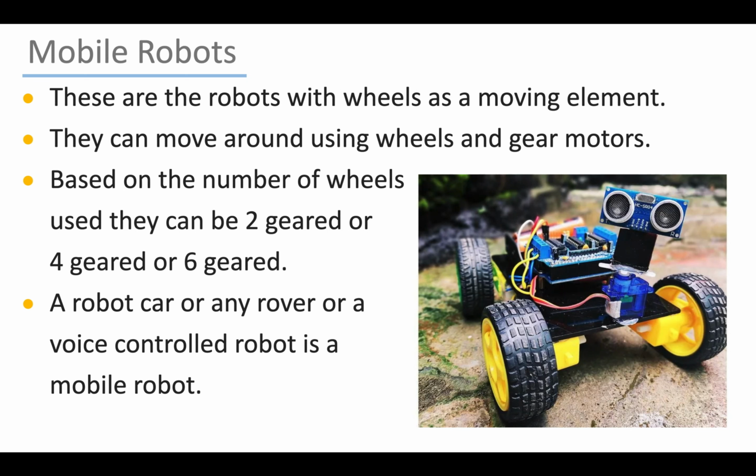Now after these, we have the mobile robots. These are robots with wheels as a moving element. They can move around using wheels and gear motors. As you can see here in this picture, it's an obstacle avoiding robot and is an example of a mobile robot. And there is one more thing here: based on the number of wheels used, they can be 2 geared, 4 geared or 6 geared. Like this obstacle avoiding robot is a 4 geared mobile robot.